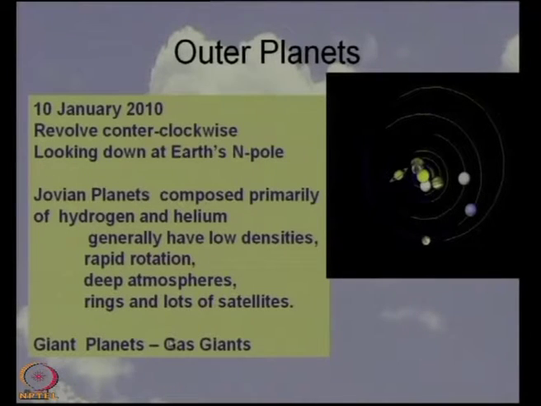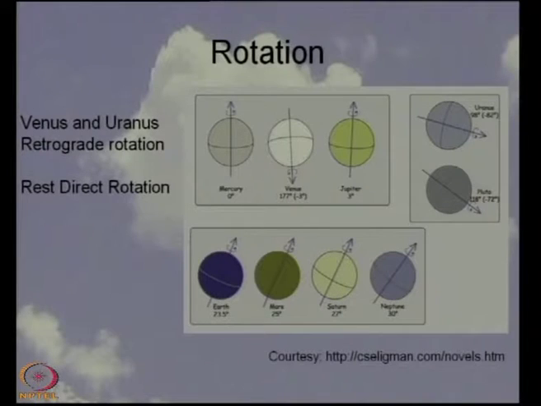So, these are the outer planets, they are much larger and they are gaseous. They are quite different from the planets like the Earth that we inhabit. Now, let us take a look at the rotation of these planets.